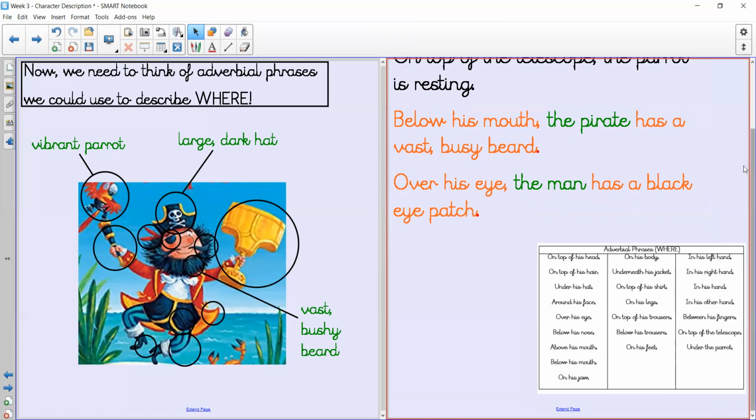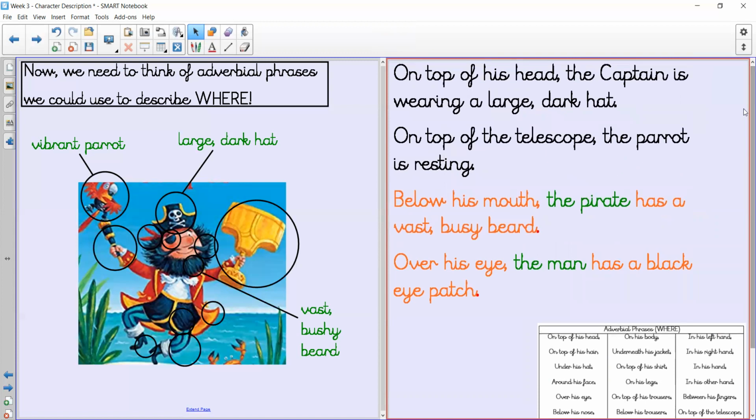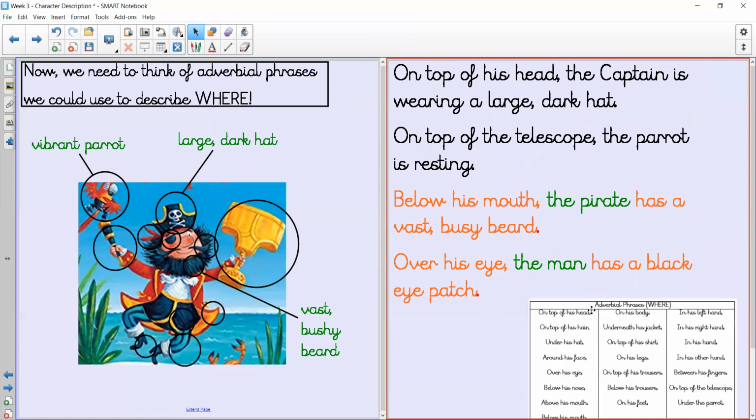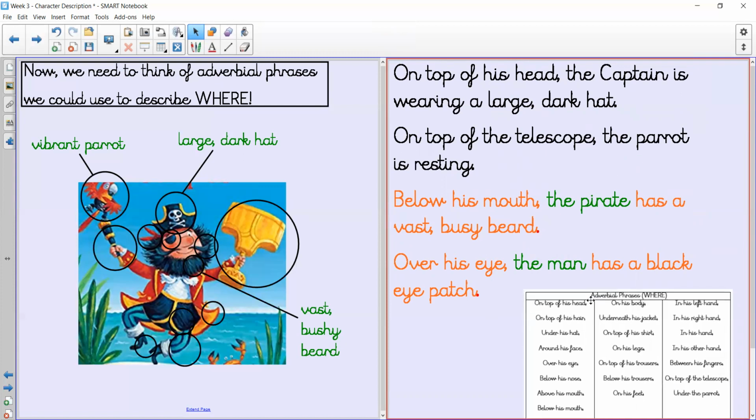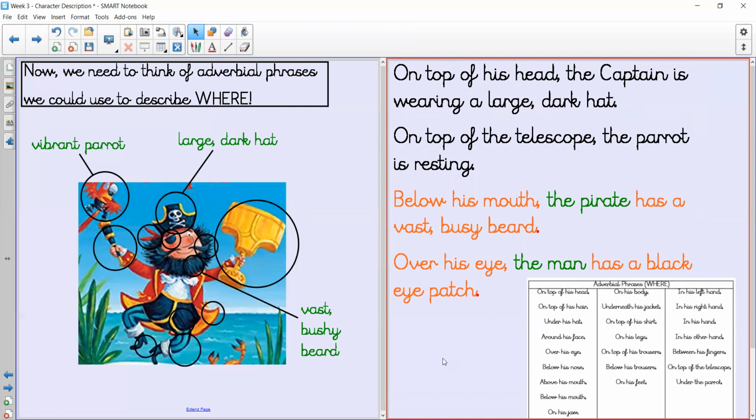So now it is over to you to have a go at writing your own sentences to describe where this pirate has things on his body. You can pause the video now as you start writing your own, and you can see there's 1, 2, 3, 4 example sentences here that you can keep coming back to. I'll move this up so you can see that as well. And remember, on Class Dojo, you'll have a big version of this so you can see it a bit clearer if you need to. These aren't the only adverbial phrases you can use. You may be able to think of more on your own, but this is just giving you a starting point over here.